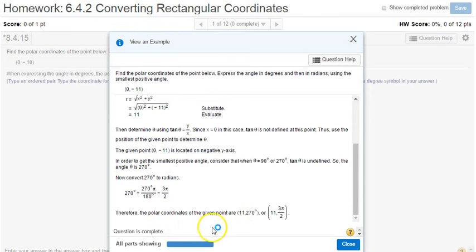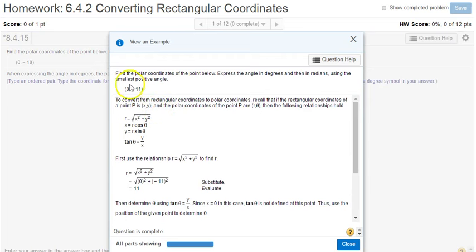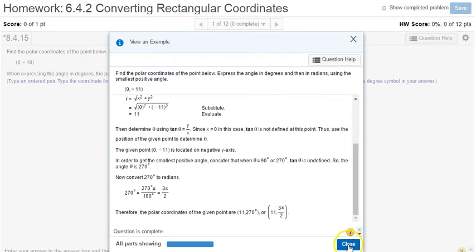So altogether, the two different ways of writing the polar coordinate: in degree mode, the r value is 11 with 270 degrees. For radian mode, the r value is 11 and the theta value is 3 pi over 2. So that's one example of converting from a rectangular coordinate into a polar coordinate.